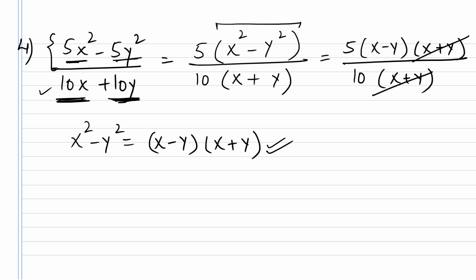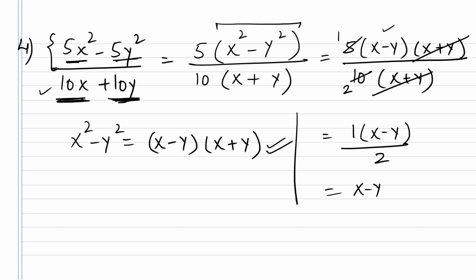Can I simplify 5 and 10? Of course, 5 divided by 5 is 1 and 10 divided by 5 is 2. So it gives me 1. What is left? This 1 is left and this bracket x minus y is left. And what is left in the denominator? 2. So this is my answer: x minus y over 2.